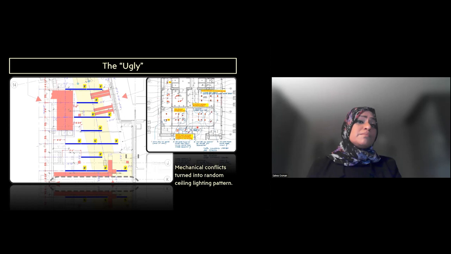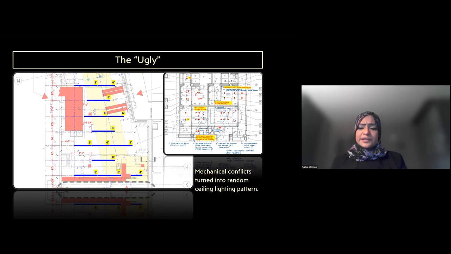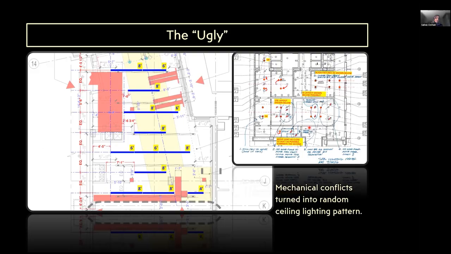So really, the trades were overlapping and RFIs were coming daily. Products were sourced from different locations and specifications were changed because everything had to arrive faster. Basically, construction administration was a true test of collaboration. So that's another of the domains of lighting design.